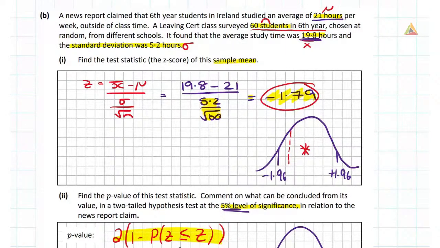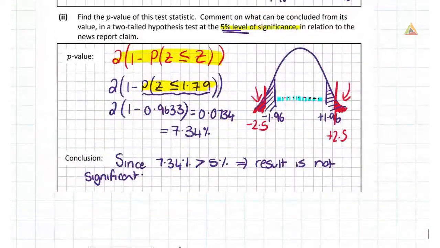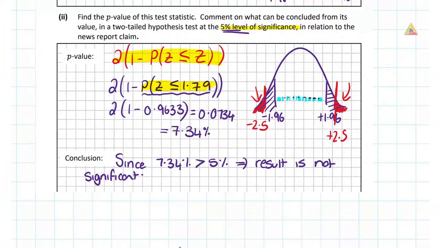But what we're saying with our p-value, which stands for probability value, is the probability that the result is 19.8 by pure chance, just by pure potluck. We picked these 60 students and by pure chance, their results were slightly different. The probability of that being by pure chance is 7.34%. In other words, there's nothing going on to say that the newspaper's claim is wrong. You're allowed a little bit of a margin of error.